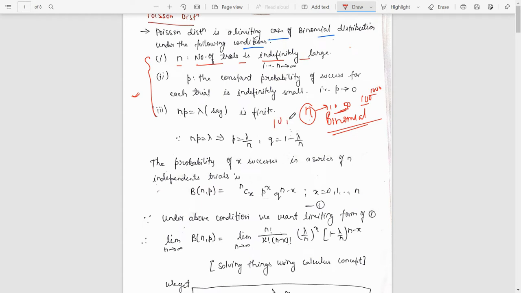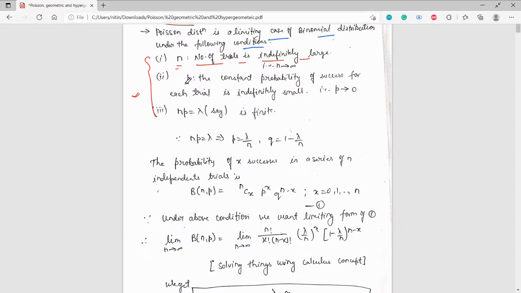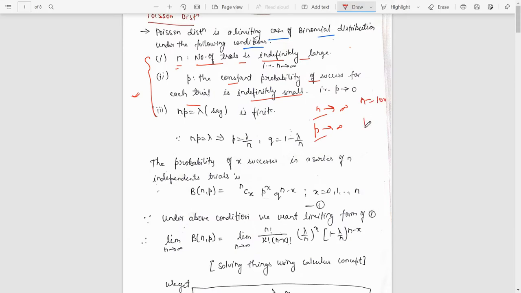If we're talking about n equal to 10, 20, 35, then you are talking about a finite thing, but if n is like 1,000 or 10,000, those are very large. Okay, so in that case, the first condition is that n should be very large. The second condition is that p, the constant probability of success for each trial, is indefinitely small. So n is very large and p is tending to 0, meaning p is very small. It may happen that n is equal to 100 and p is equal to 0.001. In this case also, compared to p, n is very large. So this will also be considered a case of the Poisson distribution.